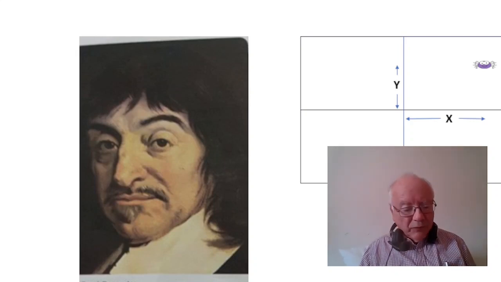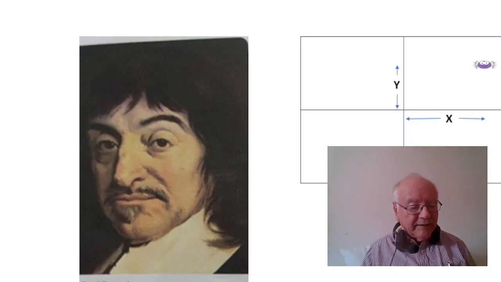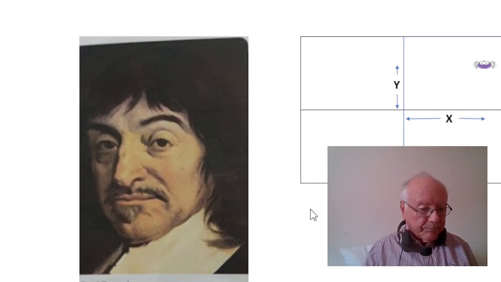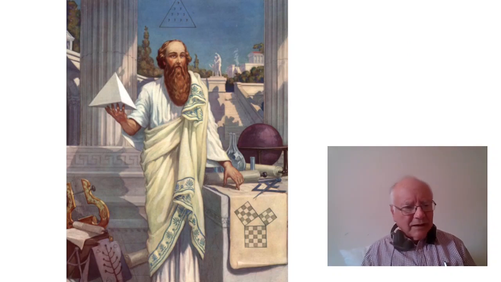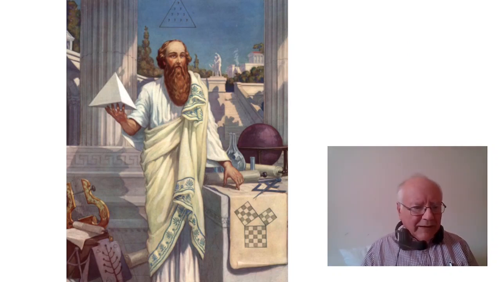We recognize all this as what we call Cartesian coordinates. And this was in 1637. I'll now move on to separation, and I'll come back to Descartes in a minute. So here's the next guy.